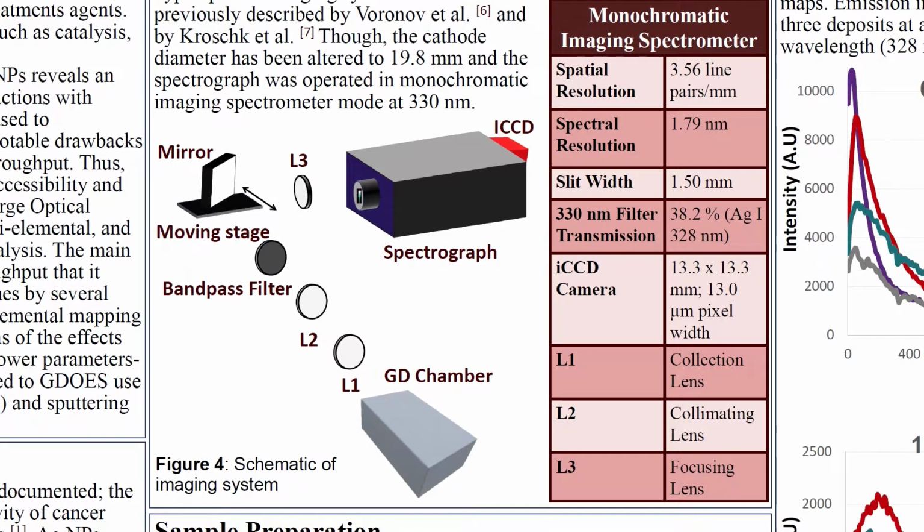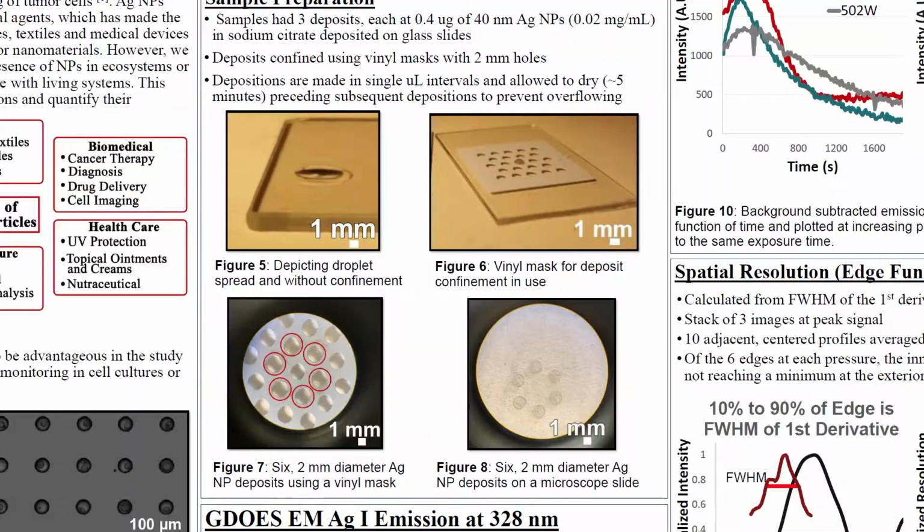This figure depicts the imaging instrument in schematic form. Our emission light originating from the glow discharge lamp is collected, and it passes through a lens that serves to collimate the light. The moving stage and mirror create the push-broom component of our system, though here the slit width has been opened to fully encompass our analyte spatially. The spectrometer is operated in monochromatic imaging mode, and the bandpass filter serves to transmit selective spectral information. Notice that it coincides with our closely monitored silver emission wavelength at 328 nanometers.